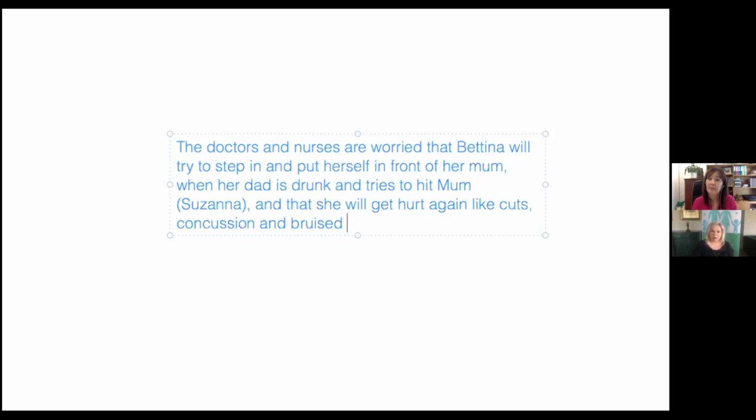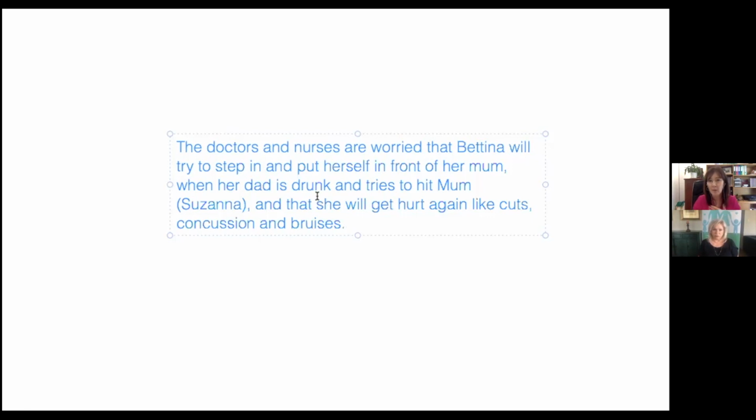I can't see him doing this again. If it was to happen, worst case scenario, it was to happen again. And as you're saying, the doctors and the nurses are worried about that. And we'll talk in a moment about who else might be worried about that. But you said that their worry will be she'll get hurt again, like cuts, concussion, and bruises. Do you think that the doctors and nurses would be worried that it could actually be more serious? Have they said anything to you about that Bettina could be injured even more seriously in the future? No, they haven't. Okay. Let's leave it at that for now.